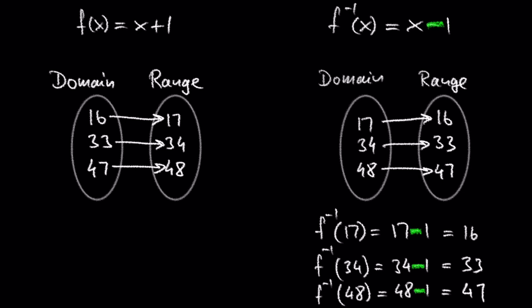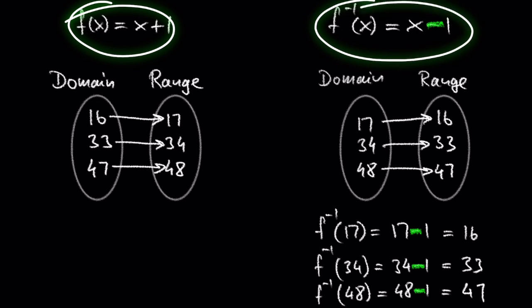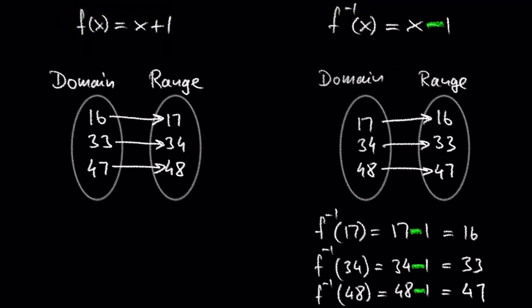Note that the functions f of x and f inverse of x have the effect of, let's say, undoing each other. In this example, the function f adds 1 to each element of the domain, and the inverse function f inverse subtracts 1 from each element of the domain.